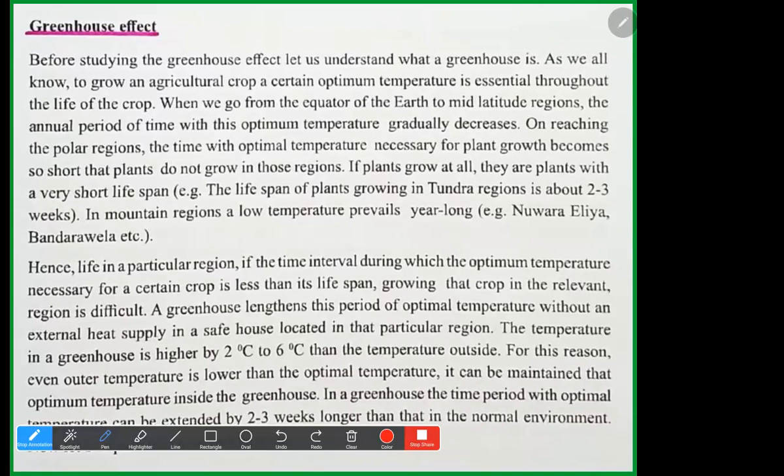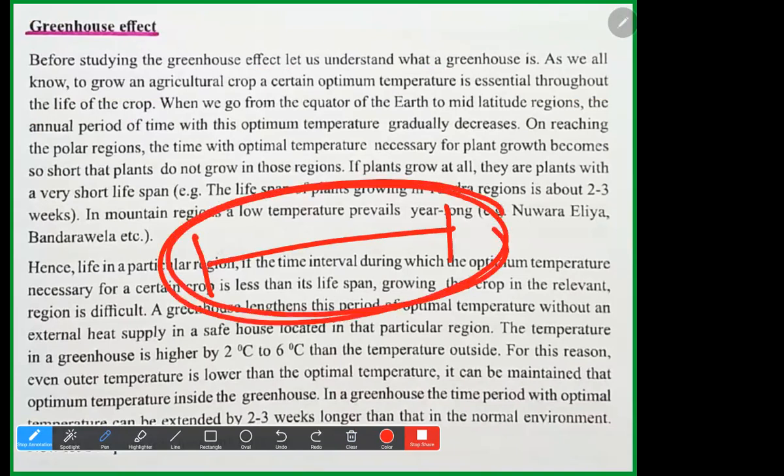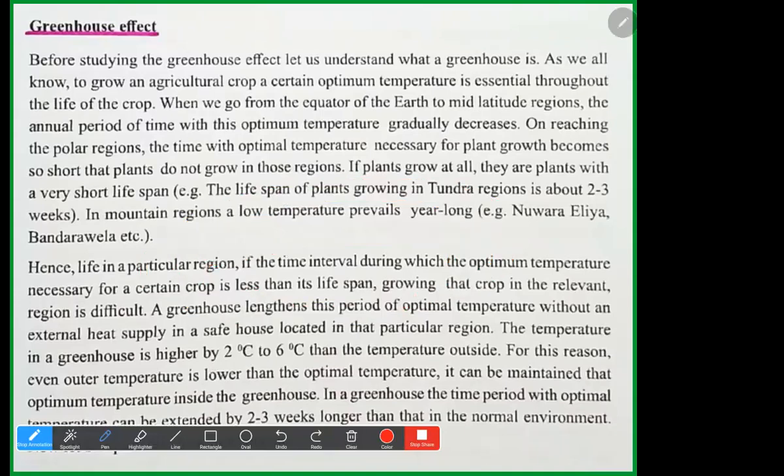Before we talk about the real greenhouse effect of the Earth, let's talk about the normal greenhouse effect and what a greenhouse is. As we know, to grow agricultural crops, a certain optimum temperature is essential throughout the life of the crop. Let's say within 3 months' time, it needs this high temperature. So a greenhouse can provide that even in very cold areas.